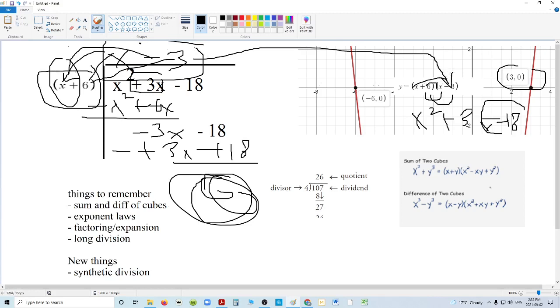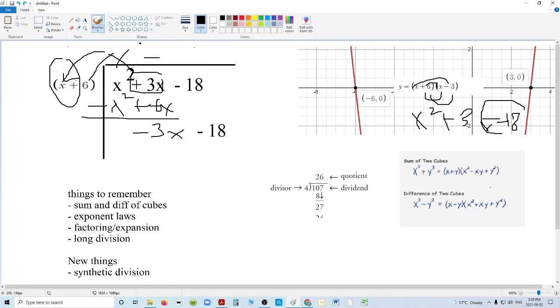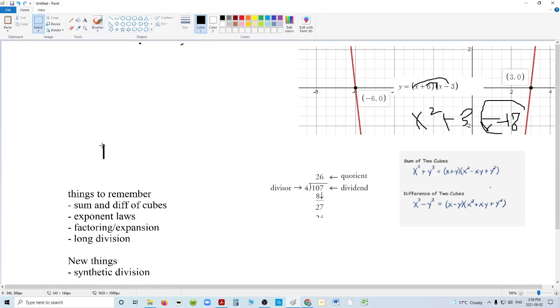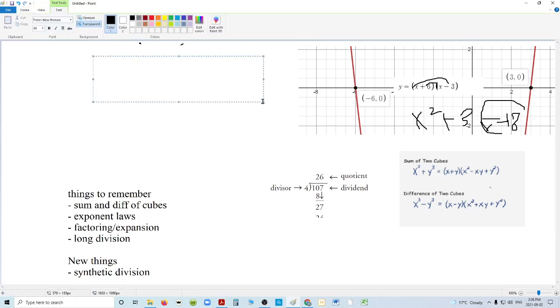It's x minus 3. The same thing will happen if I start with x minus 3 here. I'll end up with x plus 6 up here, and I'll get a remainder of 0, which tells you when you get a remainder of 0, they are indeed factors. So learn the long division. It's very important. Let's say instead I didn't have x squared plus 3x. Let's say I had x squared plus 3x minus 19.